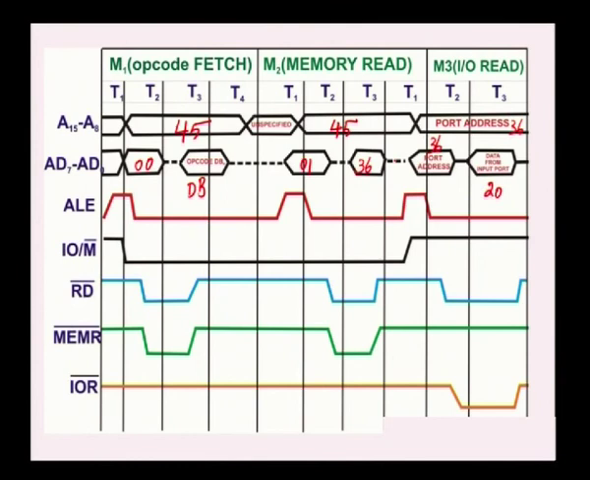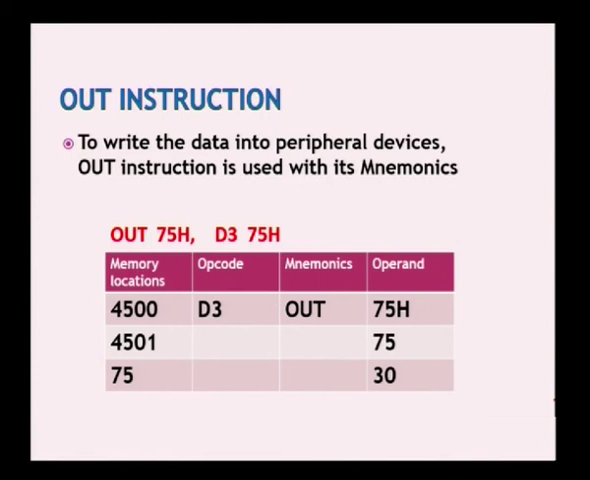In the third machine cycle, the port address is placed, then it will read the data 20. At the end of T3 only, the data which is available on the input device is transferred to the accumulator of the corresponding device. So, this is the IN instruction execution, and based on this you can calculate the execution time also. Next we will discuss the OUT instruction.